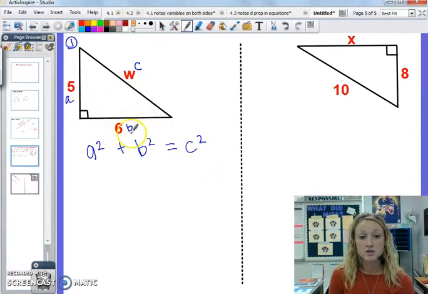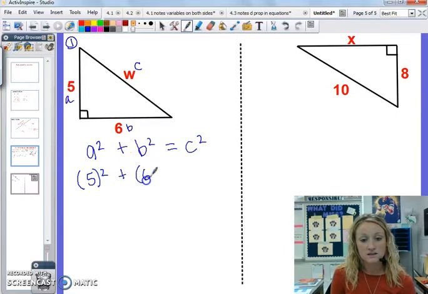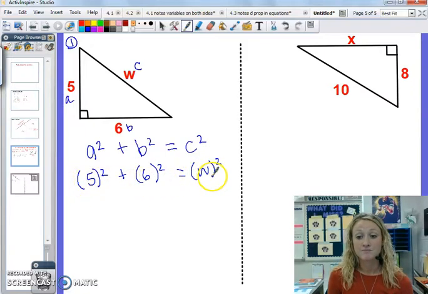Next, I'm going to substitute these values in for the variables they represent. Remember, when you substitute, you must use parentheses. So I have (5) squared plus (6) squared equals (w) squared. Okay? Now I need to go through and follow the steps to solving. Right now, I am at the need to simplify step, kind of combine like terms.